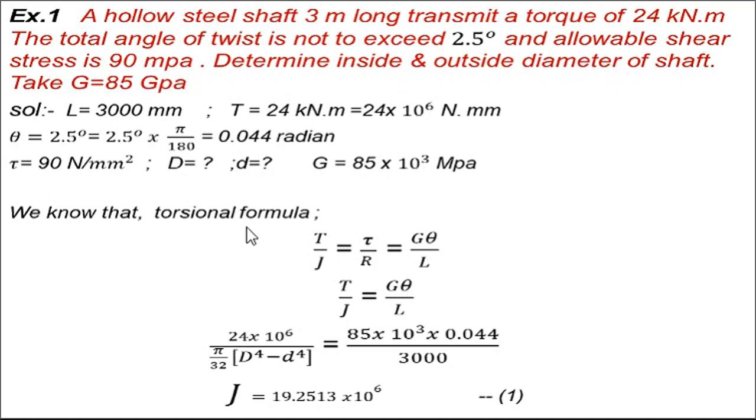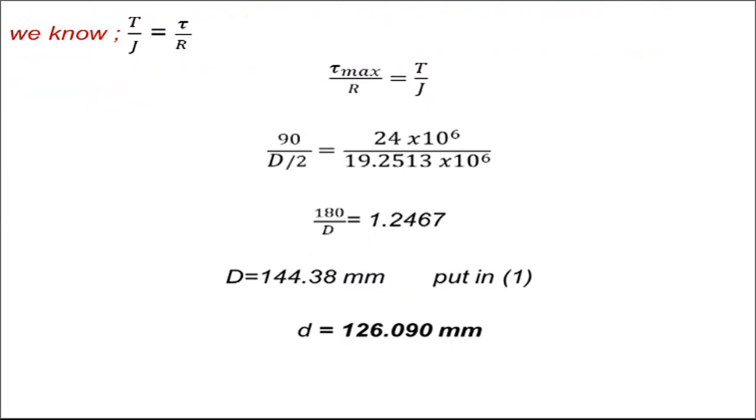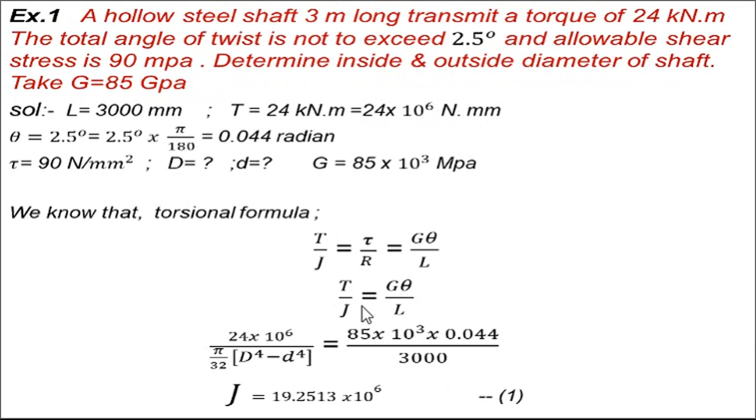First of all, we know the torsion formula: T upon J is equal to tau upon R is equal to G theta divided by L. Because ultimately we want the diameter, we first determine the polar moment of inertia by taking the rigidity equation T upon J is equal to G theta divided by L, because all the other values are known. So we first determine the polar moment of inertia.